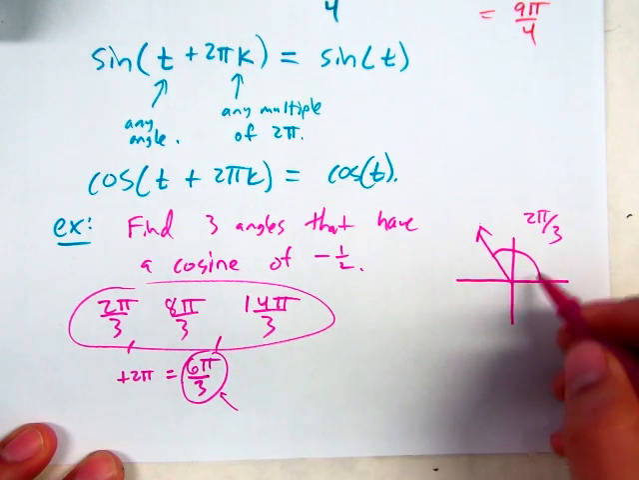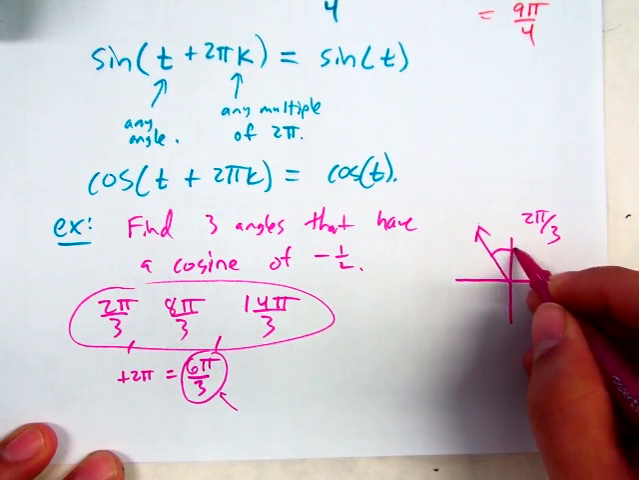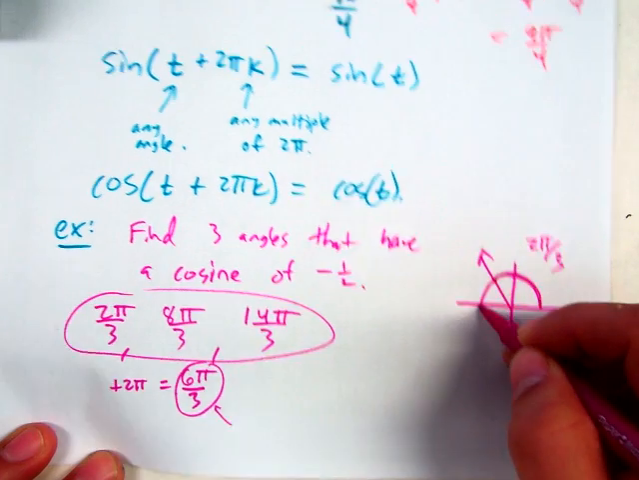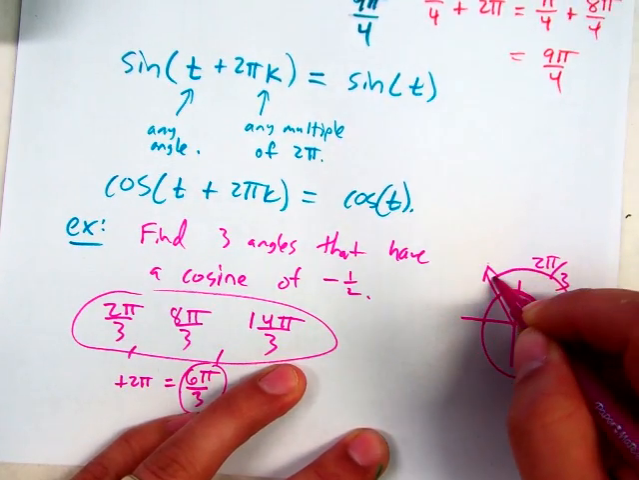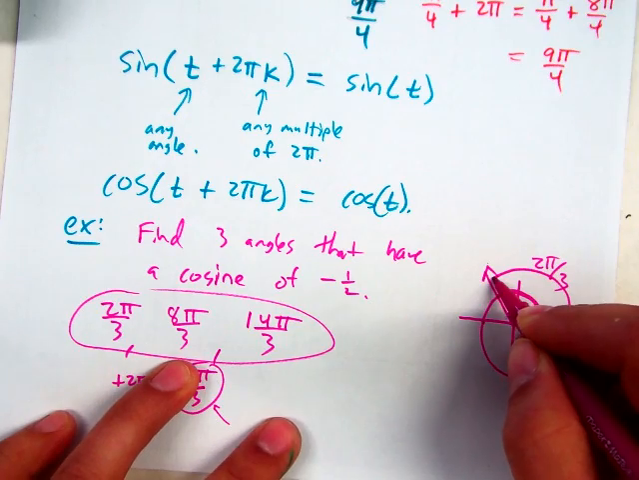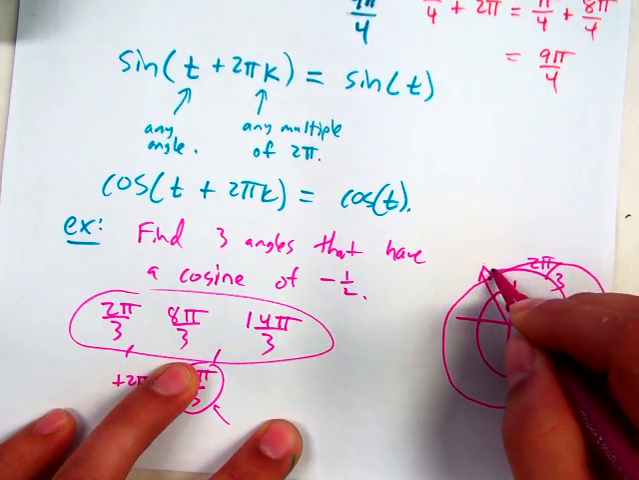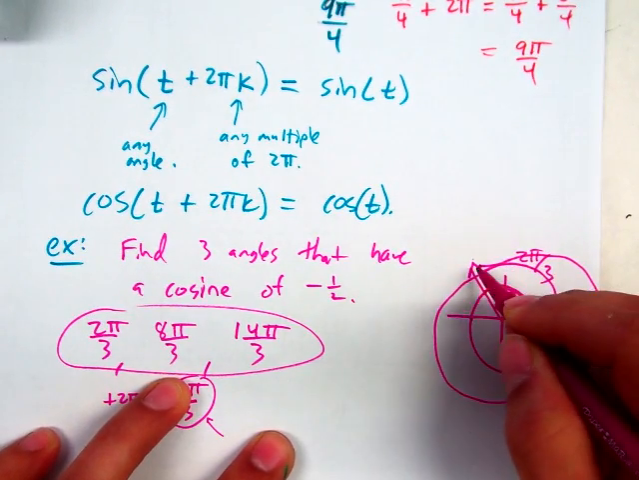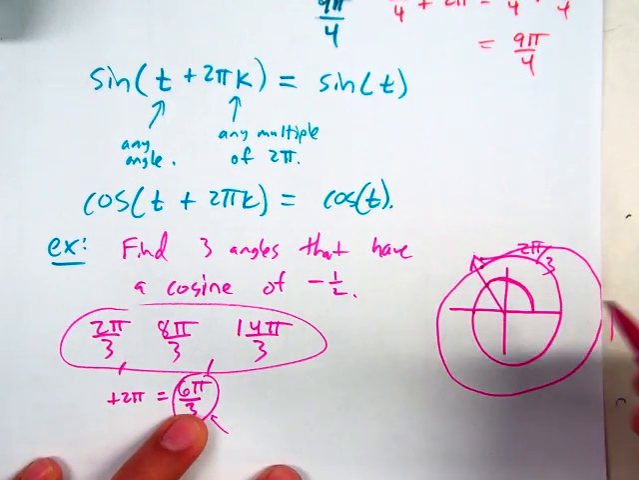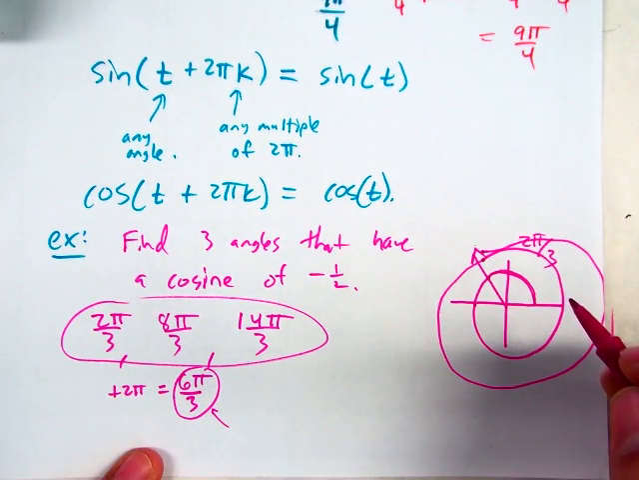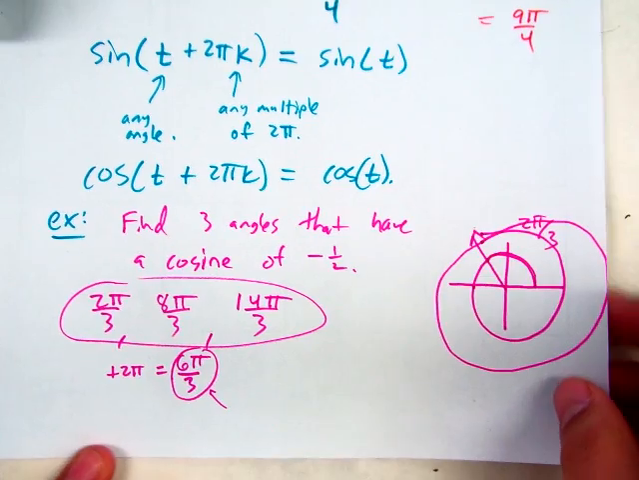So all these angles, basically here's 2 pi over 3. I go around another time. This would be 8 pi over 3. If I go around another 2 pi, same position. I don't know why it curved like that, but you get the idea. Same position again. Does that make sense? Okay, so that's skill number 1.